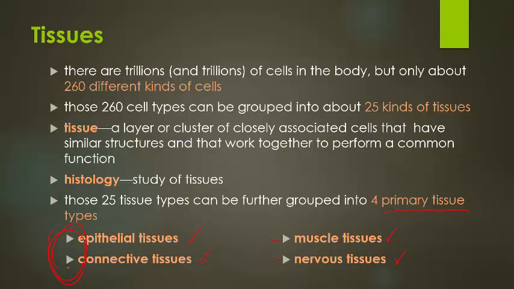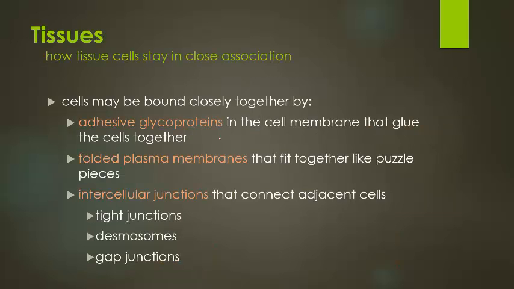But before we can get into that, we need to look a little bit at how it is that we get this close association. And so that's our next topic: how is it that tissue cells stay in close association? And they're bound together by 3 different types of means. The first is with glue.